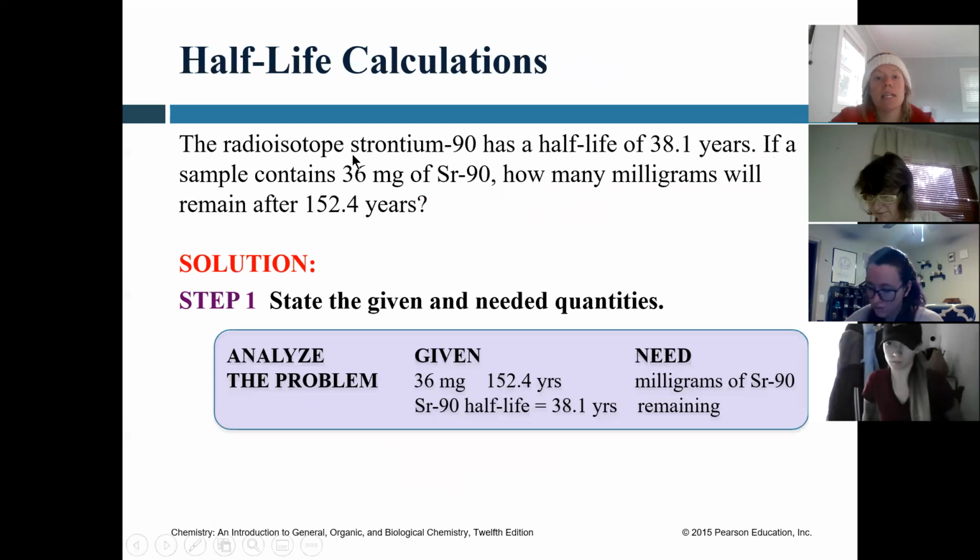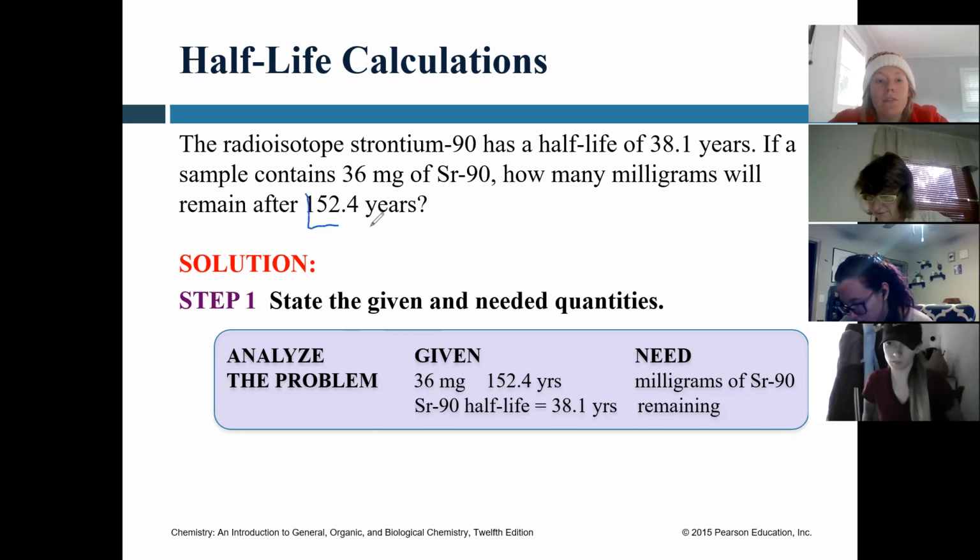Let's say there's the radioactive isotope strontium-90. Strontium-90 has a half-life of 38.1 years. If a sample contains 36 milligrams of strontium-90, how many milligrams will remain after 152.4 years? Again, there is an equation for this. If you know the half-life equations and you'd rather just plug it in, you can do that. But I'm going to walk through a simplified version of this.